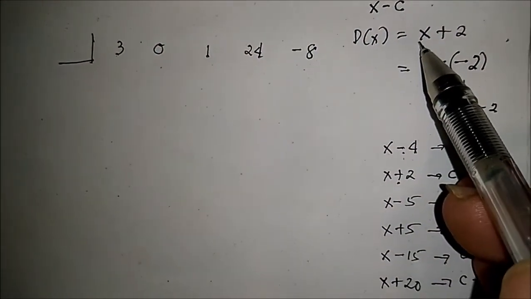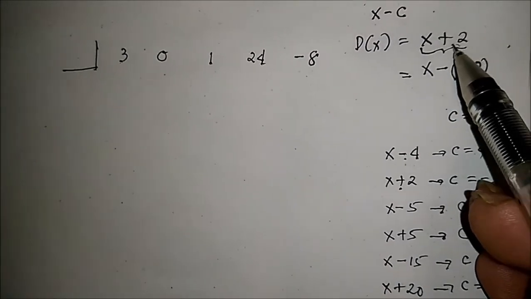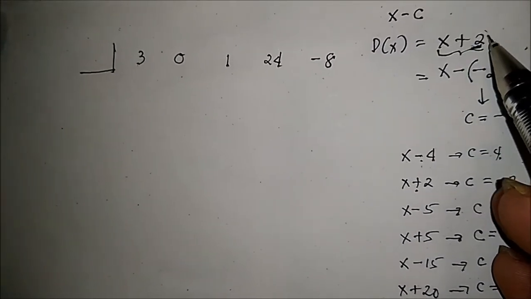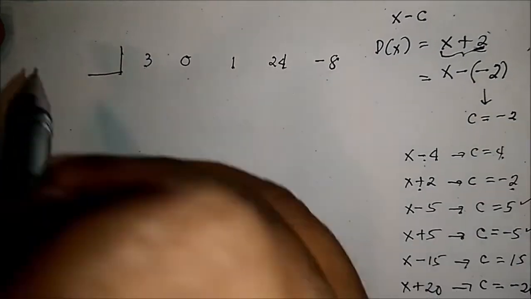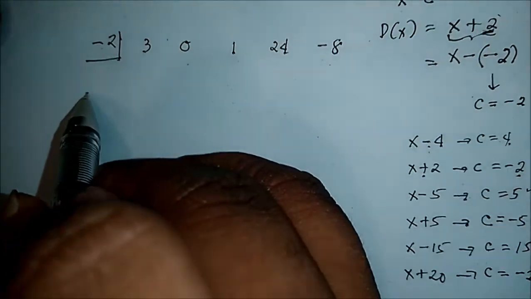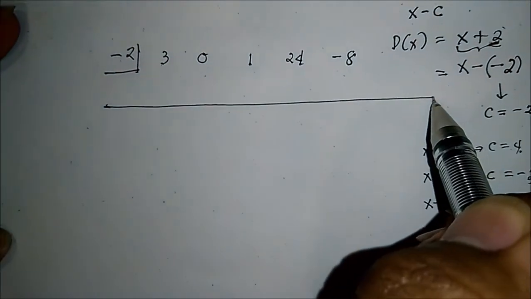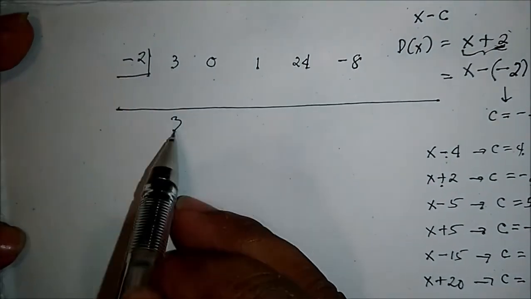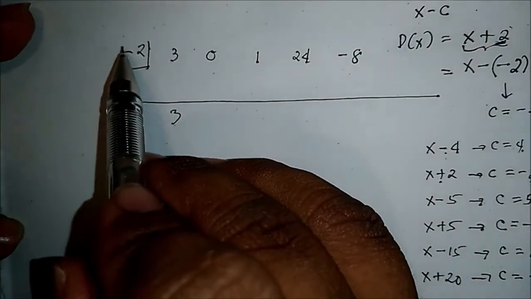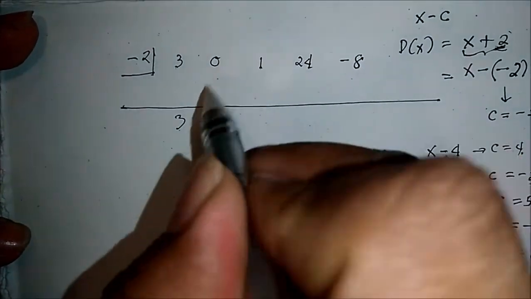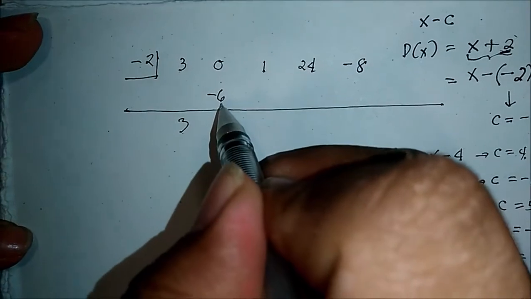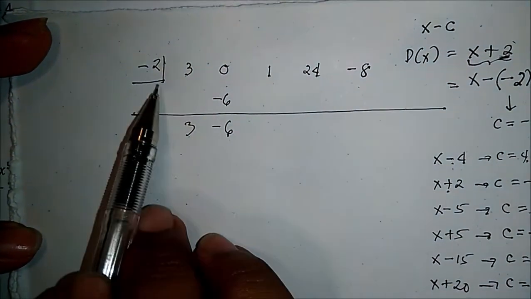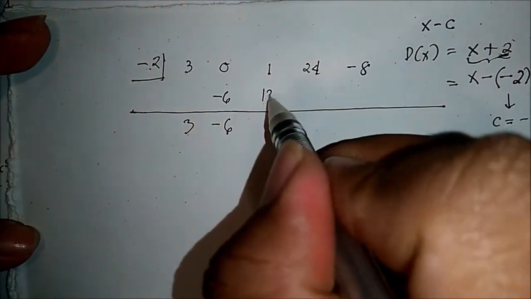Since our divisor is x plus 2, then the synthetic divisor is negative 2. Just change the sign of the constant term here. So that would be negative 2. Then let us do synthetic division. So bring down the first term, that's 3. Then multiply 3 times negative 2, negative 6. Isulat sa next column, that's negative 6. Then pababa is addition. 0 plus negative 6 is negative 6. Negative 6 times negative 2 is positive 12.